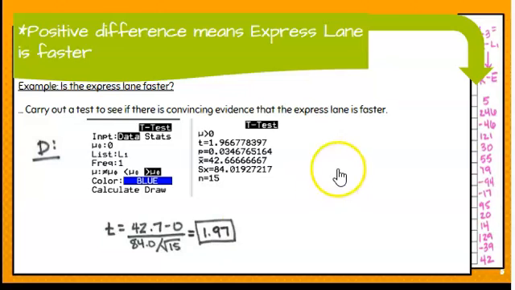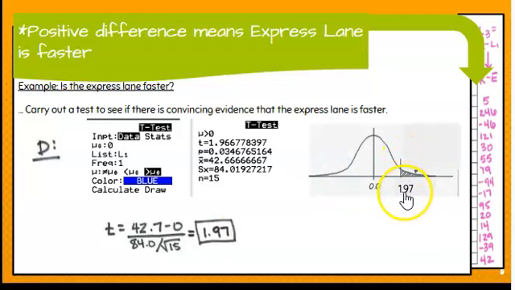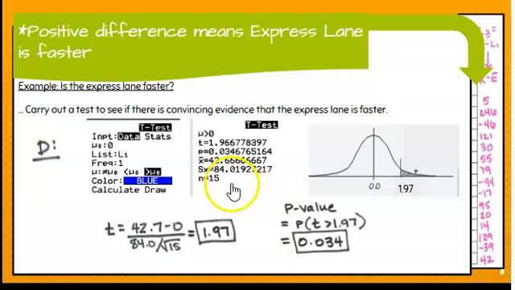Great, awesome. Now, I draw my curve, and here's 1.97, and I'm shading to the right because it's a right-tailed test. It's a greater than. And it gives me the p-value right there, 0.0346. You could round that to 0.035. It's close enough, all right? Now, that value helps me make my conclusion.